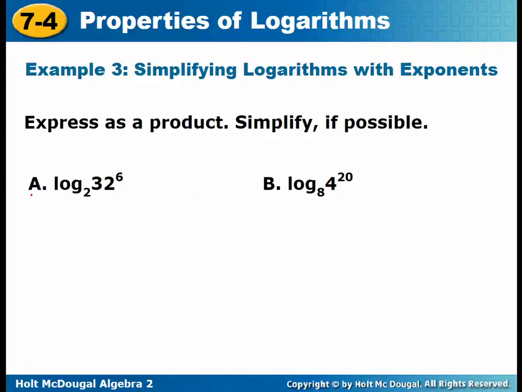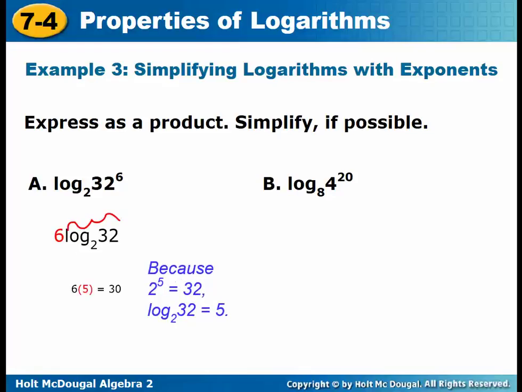So for a here, the 6 will come in the front, and then it'll be 6 times log base 2 of 32. And then you will see if you can simplify this part. So log base 2 of 32 is 5, because 2 to the 5th equals 32. So this part all simplifies to 5. And then you can take 6 times 5 equals 30. So the 6, you just hold on to it for a second while you figure out if you can simplify this, and then you multiply.